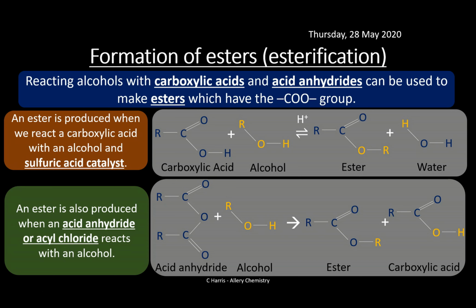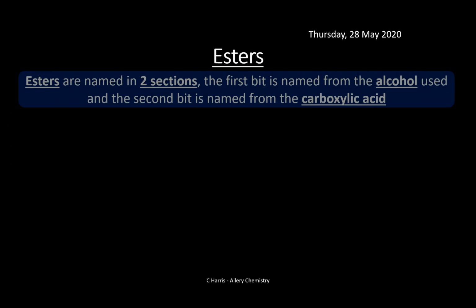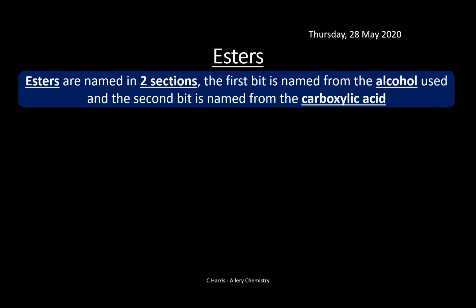Okay, fairly straightforward. So we know how to form an ester. We know what reagents we can use: acid chloride, acid anhydride, or a carboxylic acid, but all of them are reacting with an alcohol. That's fair enough. But what we've got to be able to do is name the ester as well. There's a lot of nomenclature in this topic. Esters are named in two sections. The first bit is named from the alcohol used, and the second bit is named from the carboxylic acid.